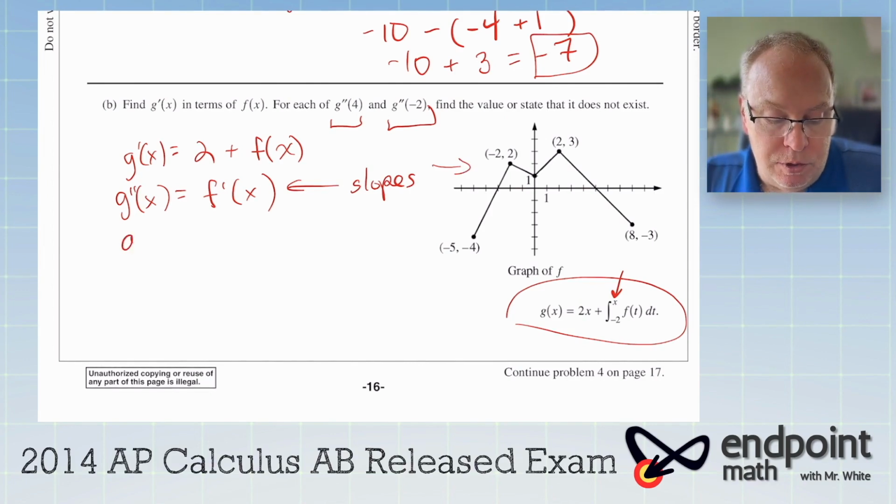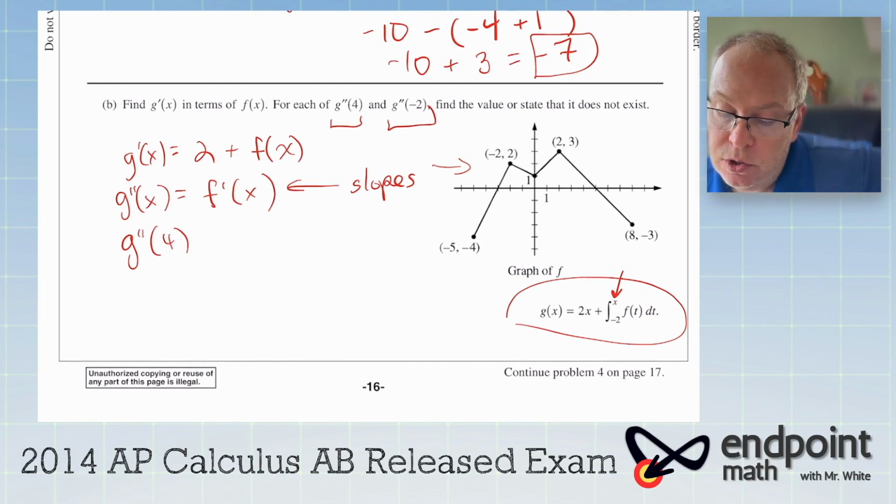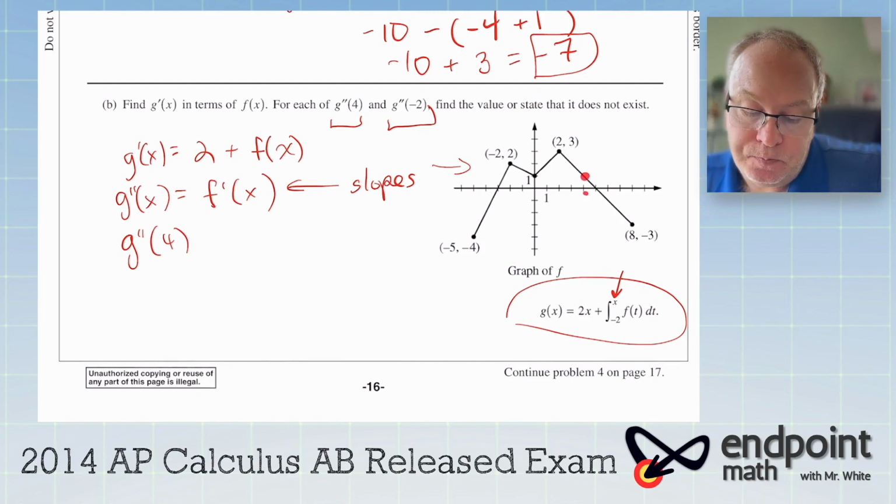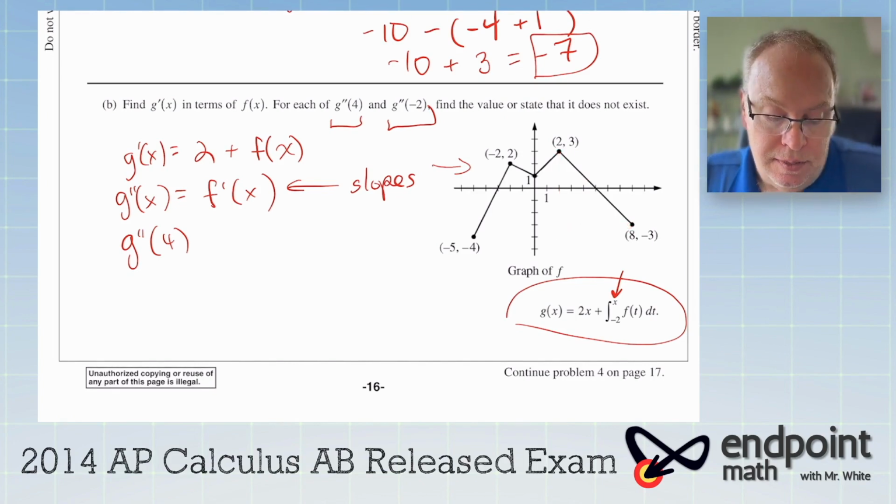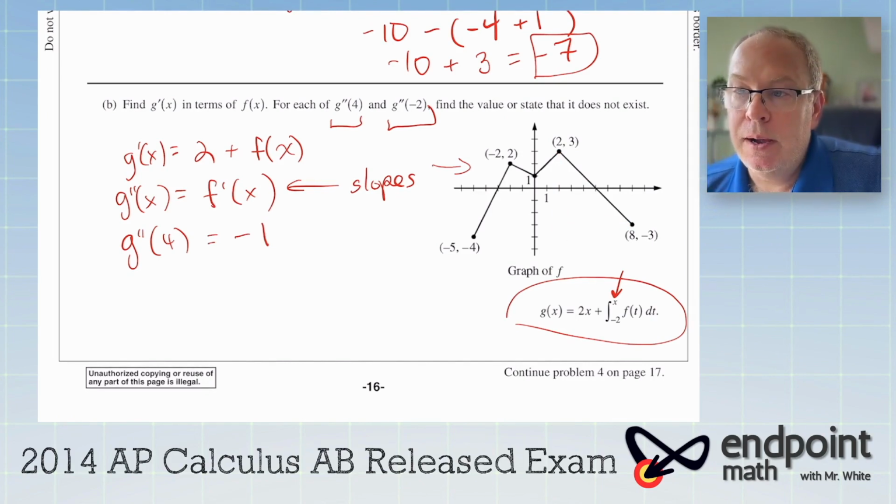So for example, g double prime at, the first one is what, 4? Yeah, so we go to 4. 1, 2, 3, 4 right here. And we figure out this is going down 6 and over 6. Ooh, that sounds like negative 1. So g double prime is negative 1 at 4.